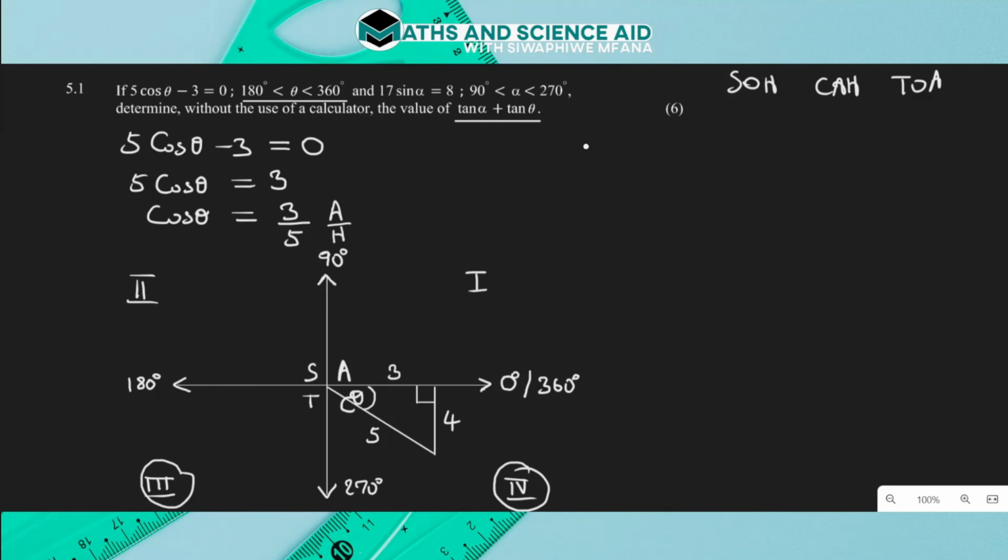So in this case, we have 17 sine alpha equals 8. So even here, we need to make sine alpha the subject of the equation. So we will have sine alpha equal to 8 over 17. And now, taking into consideration the restriction of alpha that they have given us, alpha is between 90 degrees and 270 degrees.